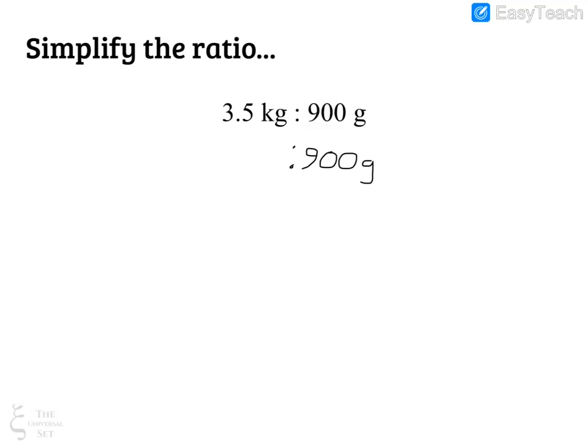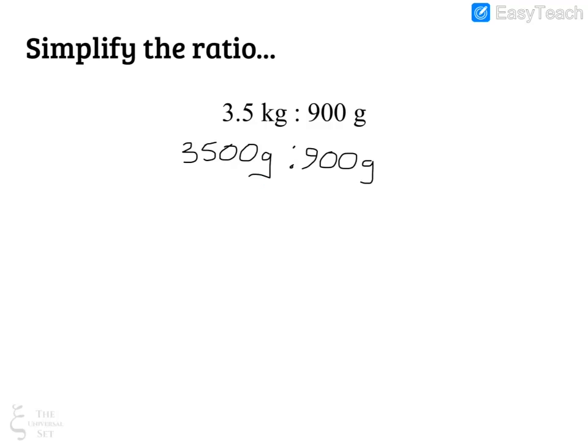And how many grams make a kilogram? It's 1,000, isn't it? 1,000 grams make a kilogram. So how many grams have I got over here? Well, if I've got 3 whole kilograms, that's 3,000 grams, and another half a kilogram, 0.5 of a kilogram, that's another 500 grams. So I've got 3,500 grams. So first step, they're both in the same units now. Grams, grams. Good start.